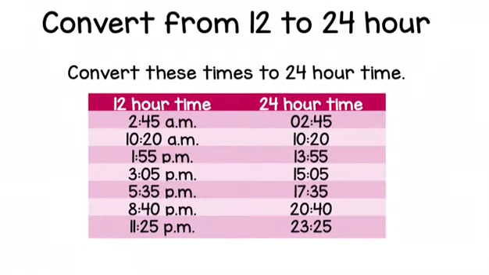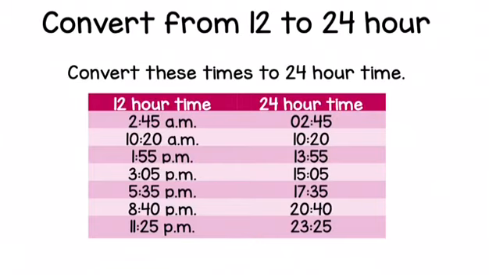Okay, welcome back. So it started with 2:45 AM. Now, because it's AM, we don't need to add or take away 12. So you'll just have 02:45. Similarly, with 10:20 AM, because it is AM, you don't need to add or take away 12, so it will remain as 10:20. Now it gets fun. So 1:55 PM, because it's PM, we need to add 12 to the hours number, which is 1.